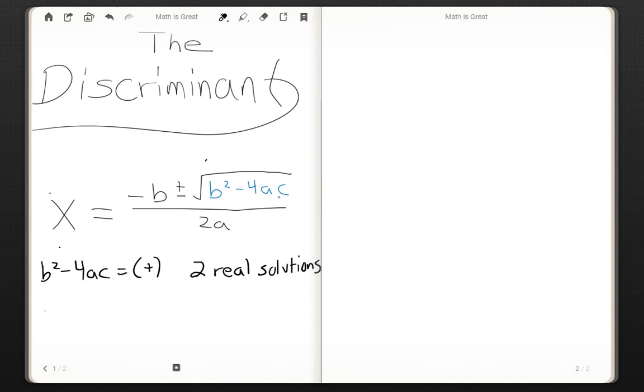If it's a negative number under the square root, then the square root of a negative number is an imaginary number. So we'll have negative b plus or minus an imaginary number, in which case we'll get two imaginary solutions. So if b squared minus 4ac equals a negative number, the square root of the negative number will give us an imaginary number, plus or minus an imaginary number means we will have two imaginary solutions for x.